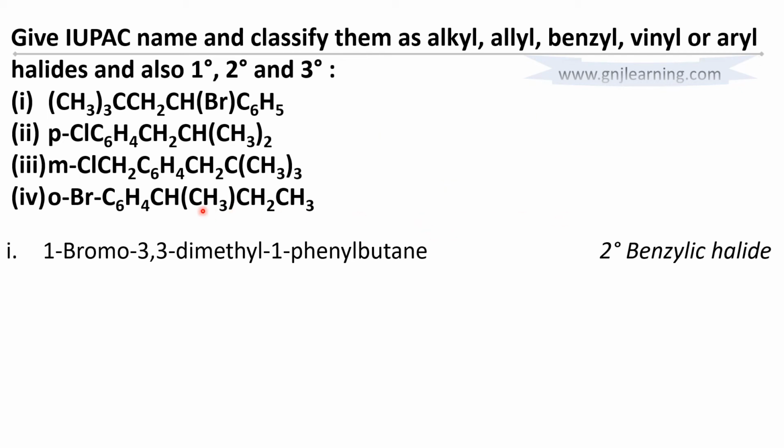Next one, that is parachloro. Again we have C6, which means it's again benzene, CH2, CH, CH3 twice. So let us see this compound. We will try to draw the structure. So I have a benzene ring. And para position means this one and this one. So in one position it is chlorine, and in the other position it is CH2.